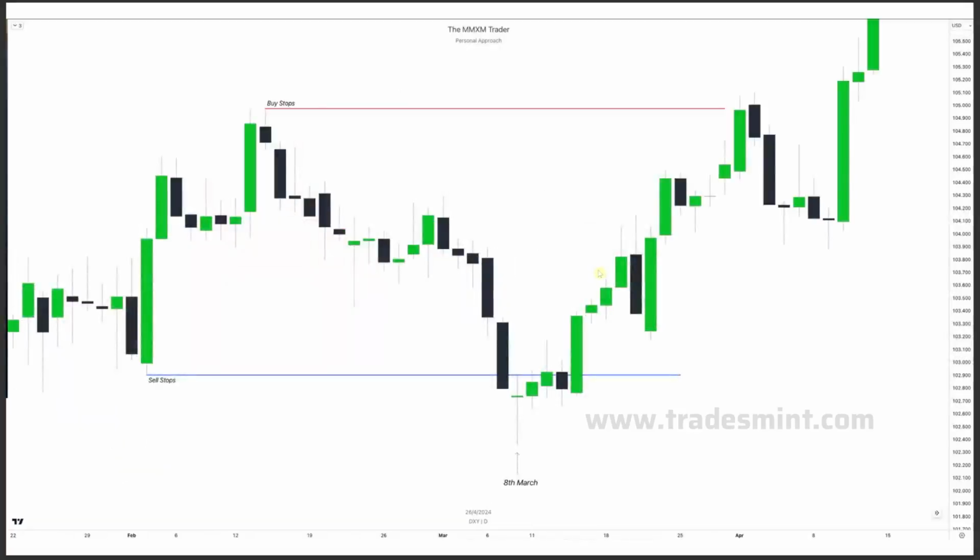So if we dive into the daily time frame, it looks a little bit more clear, right? We've got that low formed on 8th of March, taking out those sell stops. So now we immediately turn into where do we want to pair up those sell stops, right? We want to pair them up with the buy stops on the high of the range.